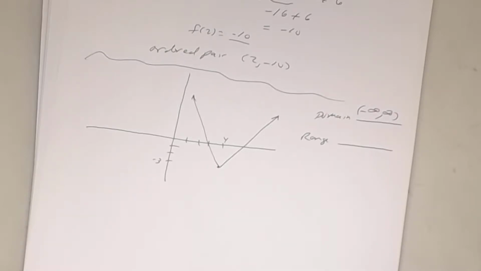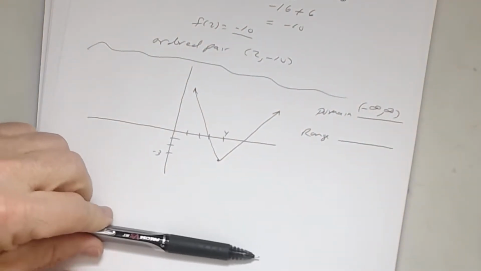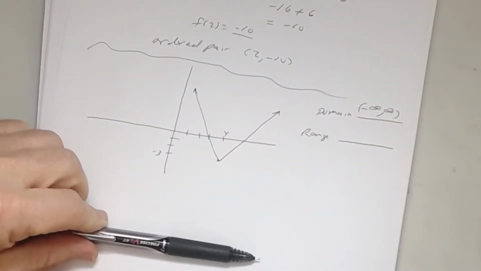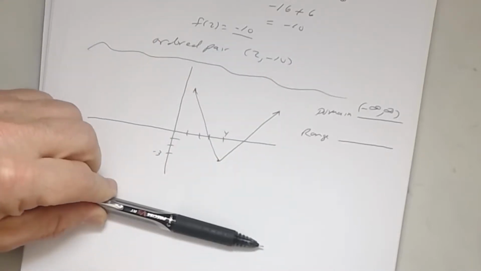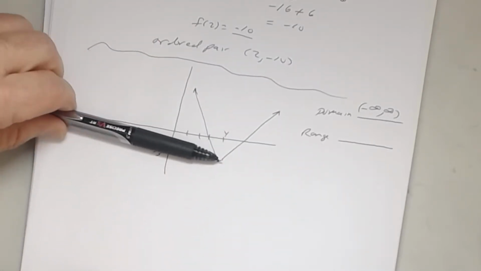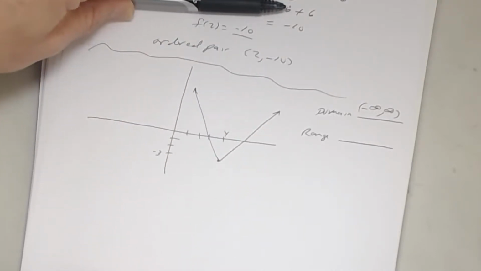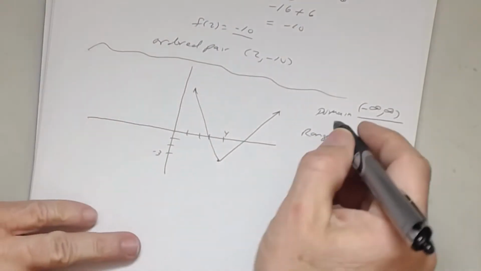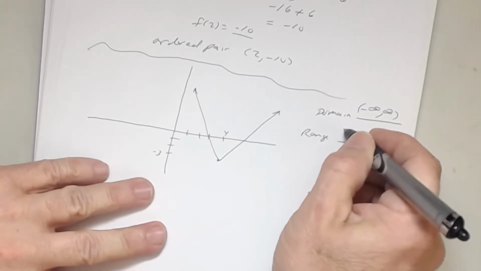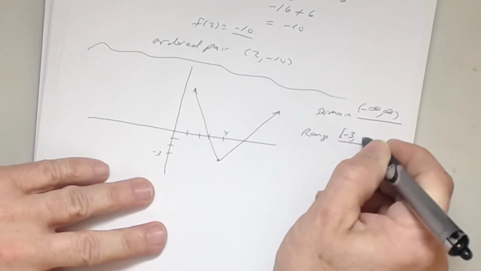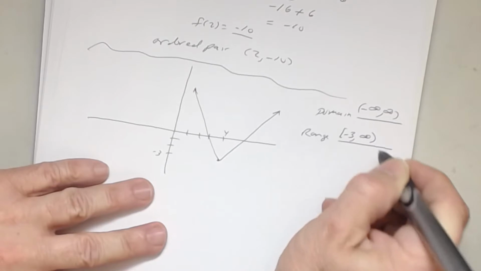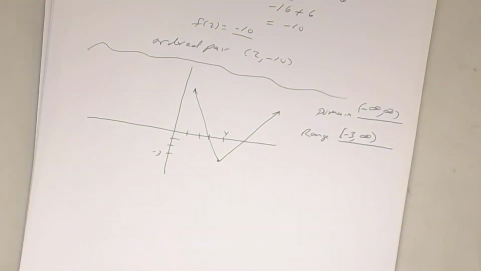Negative 3 to positive infinity. So remember the range, you go from the negative part of the y-axis to the positive part. I start touching the graph when I get to what y-coordinate right here? Negative 3. So it's negative 3 to positive infinity. And remember, for negative 3, what must I use? Bracket. For infinity, what do I use? Parentheses. Okay? All right, so that was a quick review from what we did the other day.